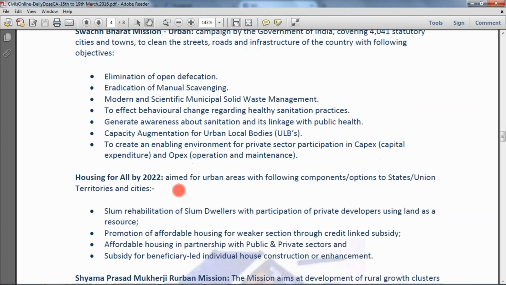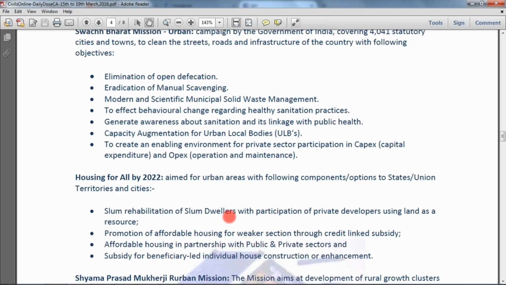So housing for all by 2022 is another scheme which aimed for urban areas with the following components and options for the participating cities: slum rehabilitation of slum dwellers with participation of private developers using land as a resource, promotion of affordable housing for weaker sections through credit-linked subsidy, affordable housing in partnership with public and private sectors, and subsidy for beneficiary-led individual house construction or enhancement.